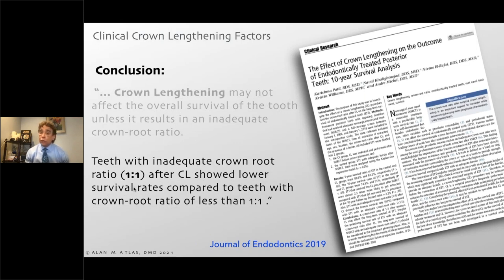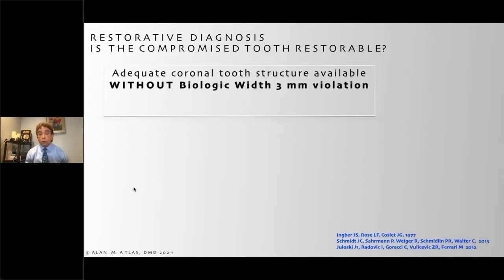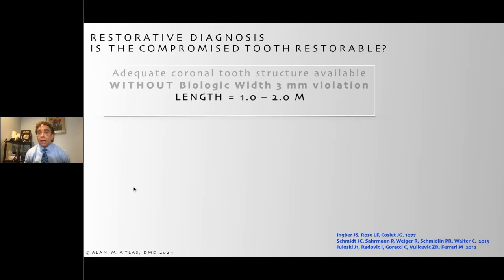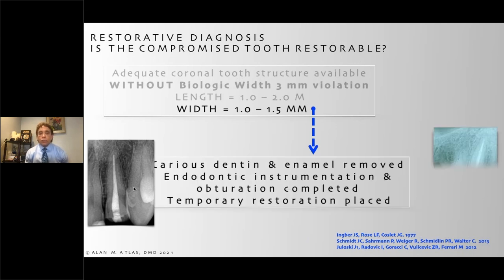What we need to do is control the occlusal forces with these endodontically treated teeth, particularly if they have crown lengthening done. So when I look at whether or not a tooth is restorable, if I have adequate coronal tooth structure without violating that biologic width, I have that length of 1 to 2 millimeters, I have that width of 1-to-1 around the canal space, I'm golden. I know this tooth is going to have a great survival rate.